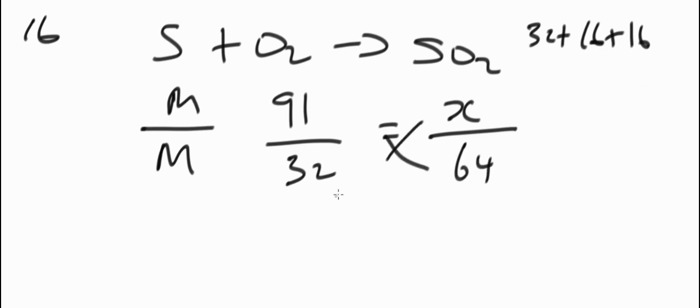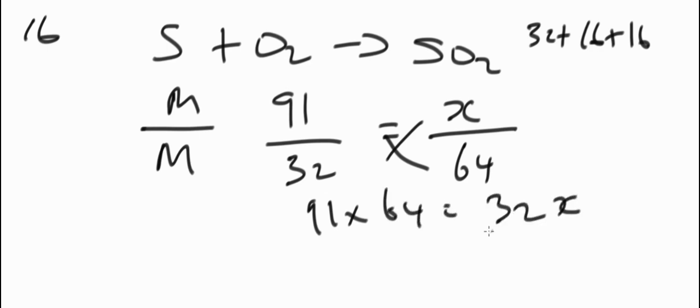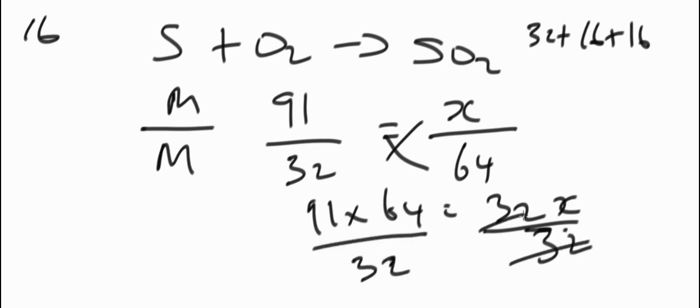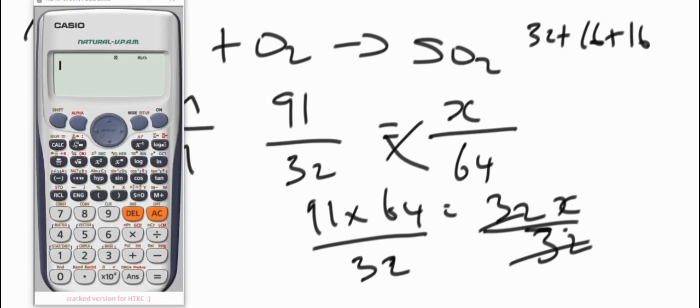So when you cross multiply, you're going to have 91 times 64 equals 32x. Divide both sides by 32. So let's make a calculator and punch this. That will give us the answer to this question.